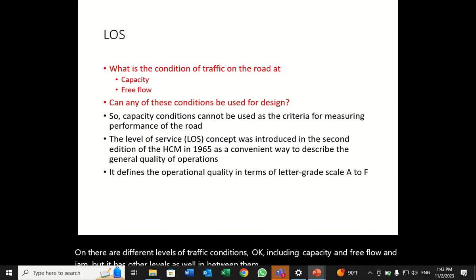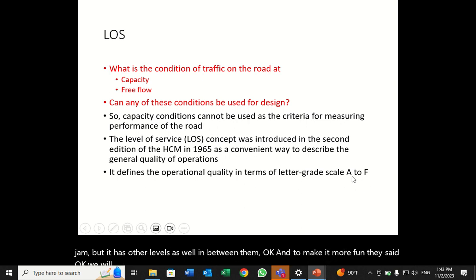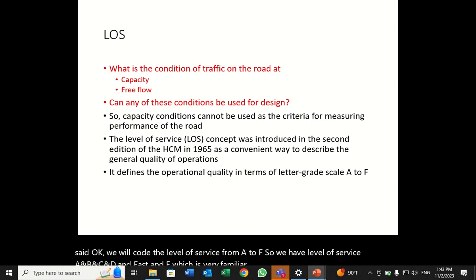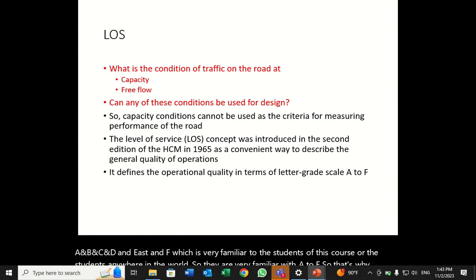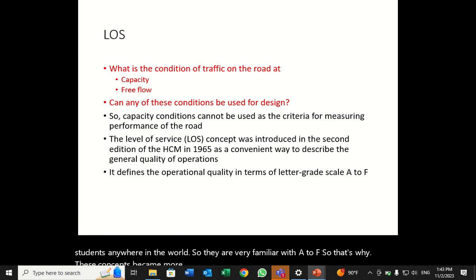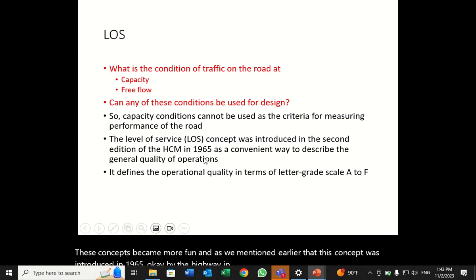To make it more fun, they said, okay, we will code the level of service from A to F. So we have level of service A, B, C, D, E, and F, which is very familiar to the students of this course or students anywhere in the world. They are very familiar with A to F. So that's why these concepts became more fun. And as I mentioned earlier, this concept was introduced in 1965 in the Highway Capacity Manual. Before that, there was no mention of level of service.